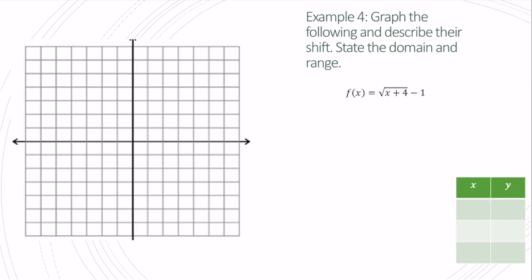So let's graph the following and describe the shift. So I'm going to look at this and I'm going to say, okay, it's got a minus 1 on the outside. That's going to shift my graph down 1. And this plus 4 on the inside, that's going to shift my graph to the left 4. So let's make sure that that is the case. I could still graph this by setting what's under the radical equal to the first few perfect squares.